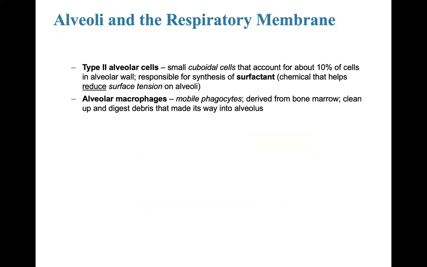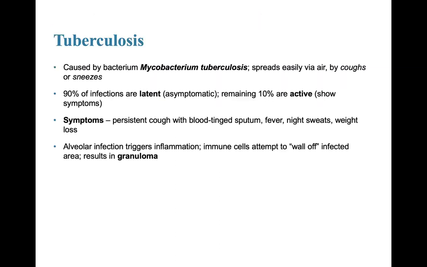These are small cuboidal cells that account for about 10% of cells in the alveolar wall and are responsible for the synthesis of surfactant. It's a chemical that helps to reduce surface tension on the alveolar walls. The alveolar macrophages are mobile phagocytes that are derived from the bone marrow. These are resident macrophages, and their job is to clean up and digest debris that has made its way into the lungs.